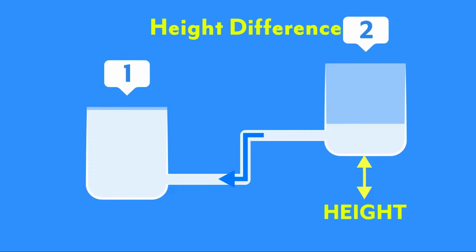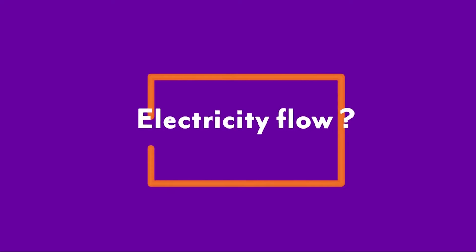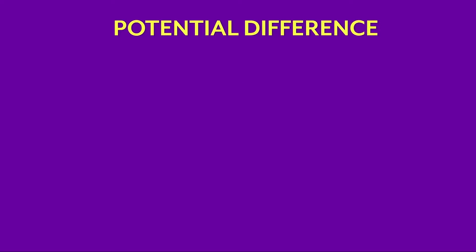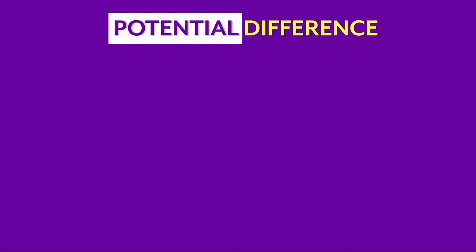What causes the water to flow from the second beaker to the first? In an exactly similar way, for electricity to flow, there has to be some factor. Let us see. Suppose we have a copper wire. Will electricity flow through it? Clearly not, because there is no factor triggering it. So, what is the factor that triggers electricity to flow through it? And the factor is potential difference.